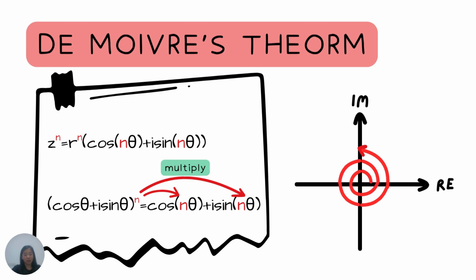Look at the formula on the screen. There are two things happening. First, the radius, or the length of our number, is raised to the power of n. If we are squaring it, the length squares too. But here is the magic part. The angle isn't raised to a power. It is simply multiplied. Geometrically, as we increase the power, the number is spinning around the center of the graph at a constant rate while its distance from the center grows or shrinks. It turns a complex algebraic problem into a simple geometry of rotation.